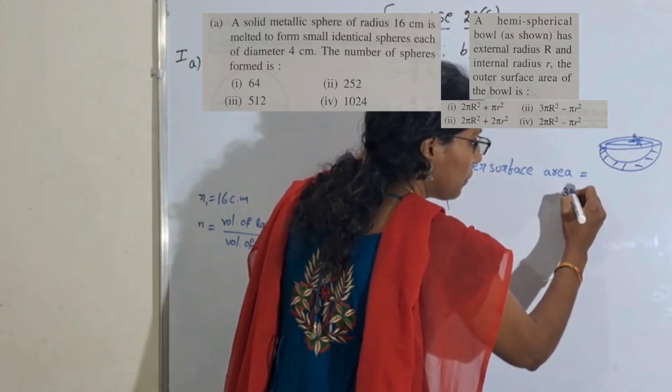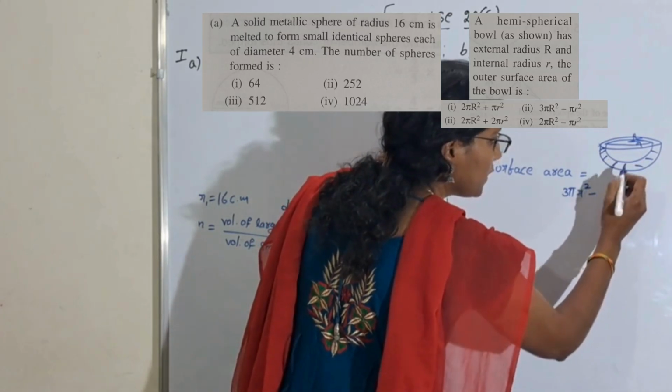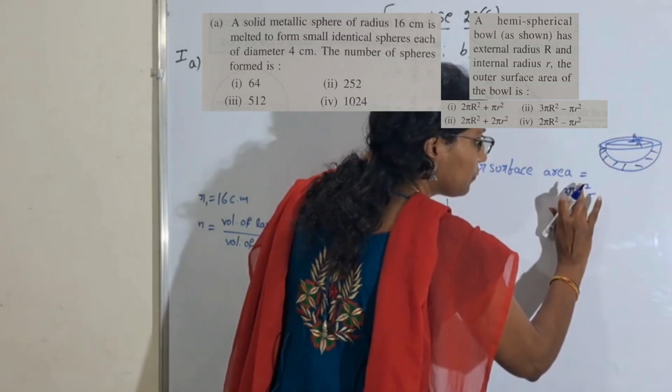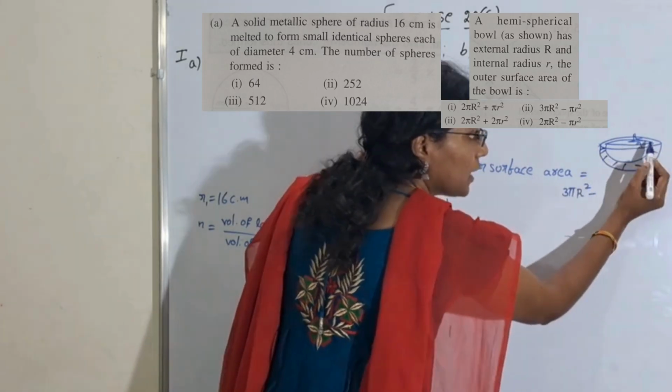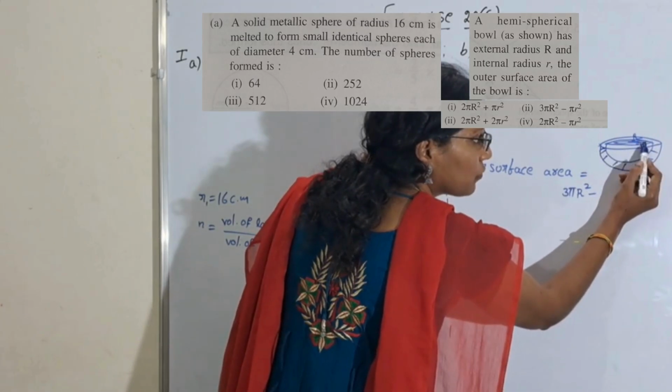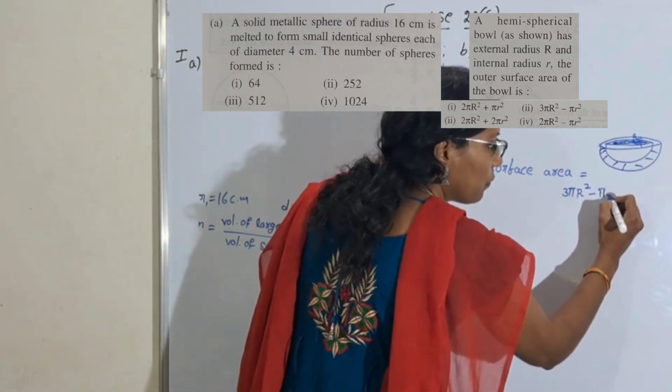Here 3 pi times capital R square minus this part we have to remove. This inside part we have to remove. So 3 pi R square minus pi r square. This is the answer.